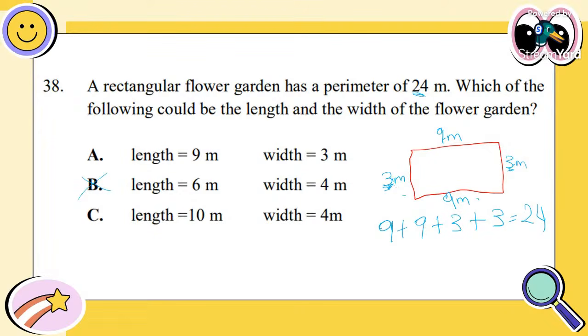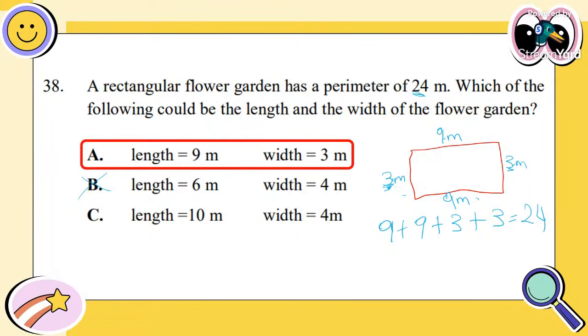So here you can see that A is the correct answer because when we add all the sides up to find the perimeter of this rectangle, we got 24 meters. So if you said the correct answer is A, good job. Give yourself a clap.